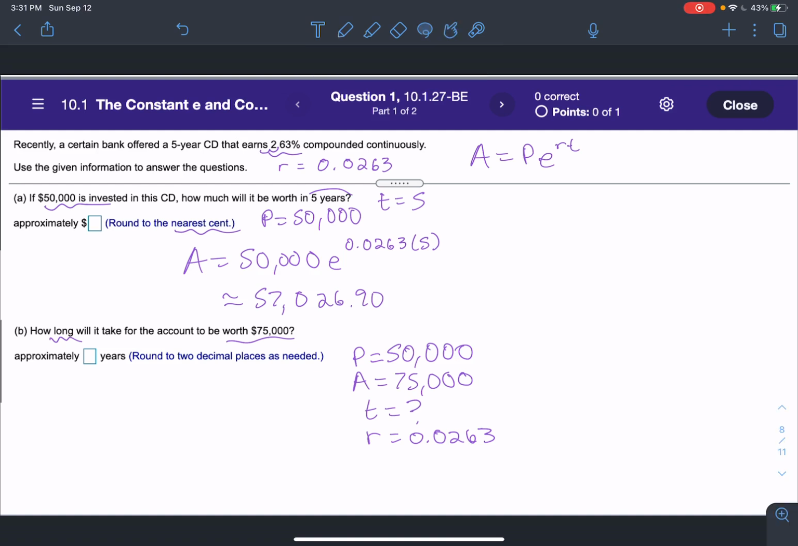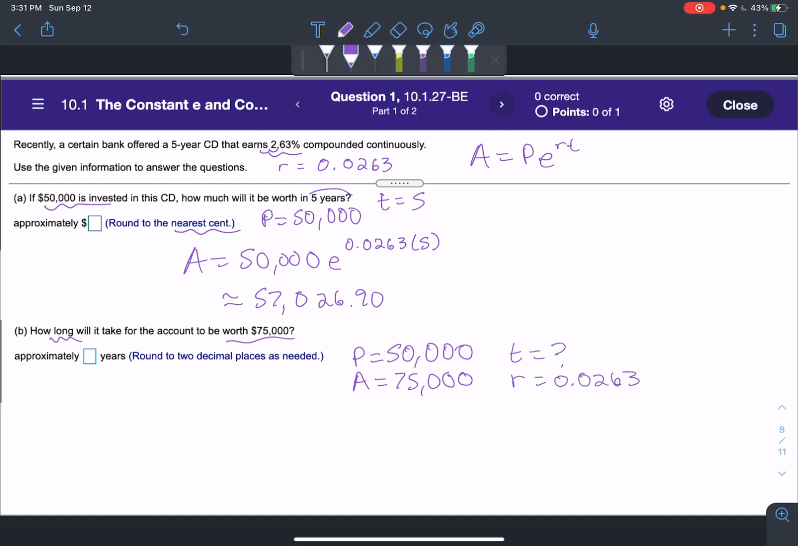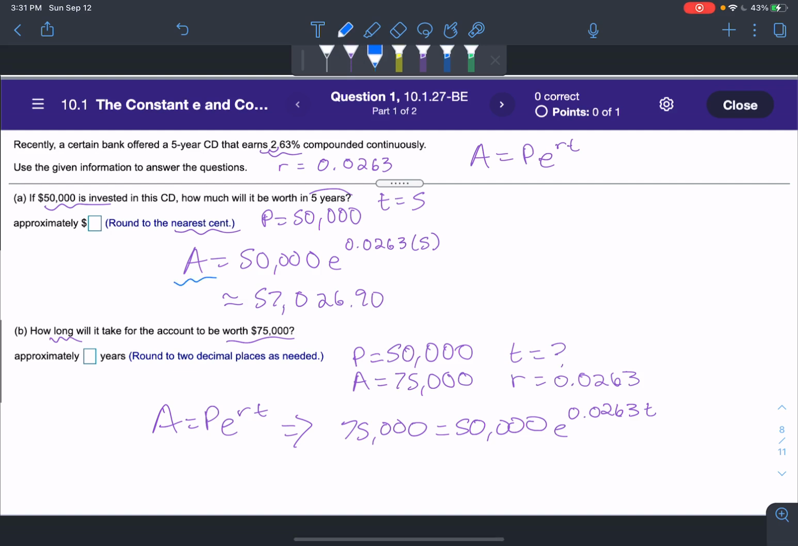Let's put these over here. So let's put it into our formula, A equals PERT. So now we have 75,000 on the left-hand side is equal to my principal, that's 50,000, my constant E raised to my rate of 0.0263 times T. And T is what we're solving for. So when answering these questions, you want to make sure that you only have one unknown, because that'll make solving for these variables easier. So in the first question, we had only A as an unknown, and then in this question, we only have T as an unknown. So that's an important step, that you have only one variable to solve for.